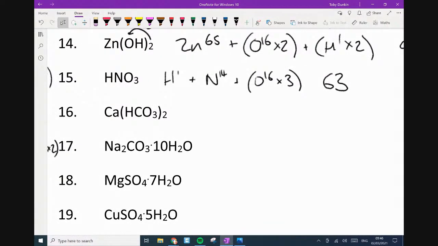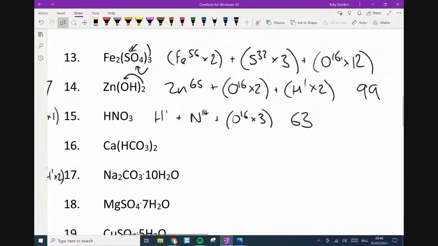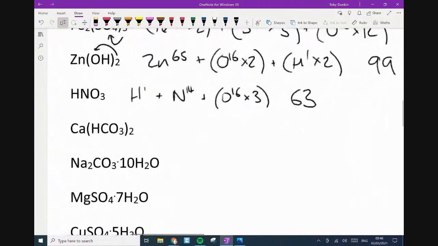Calcium hydrogen carbonate. Oh, Jack got 336. I'm going to say, Jack, you're probably wrong, since I have 1, 2, 3, 4, 5, 6 people who got the same answer as me. We can always check it, though. We can always Google it.